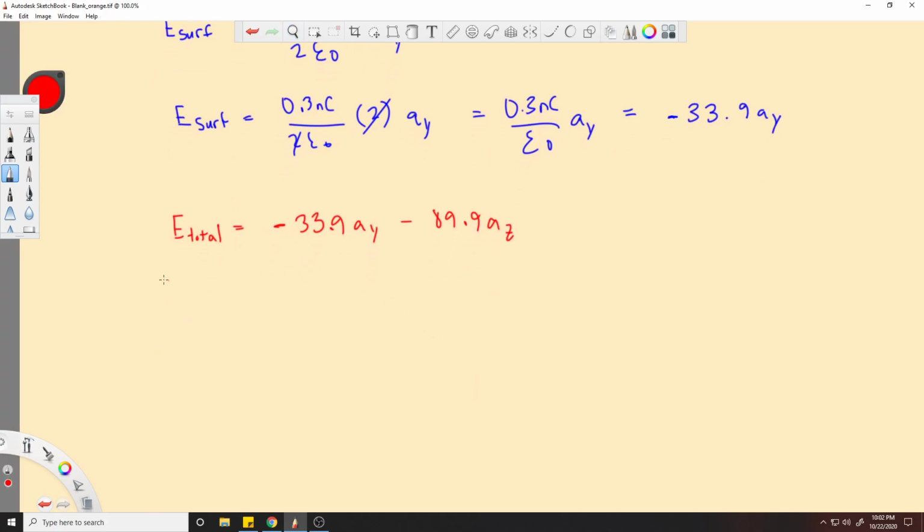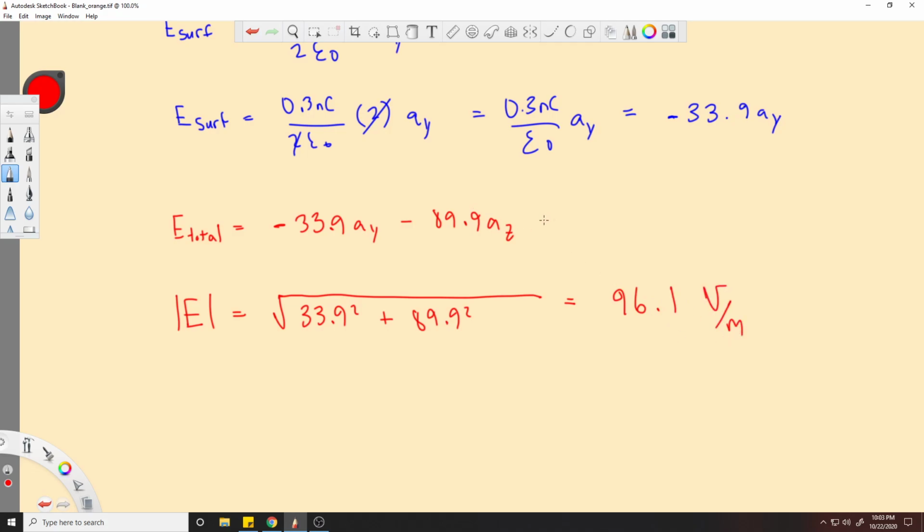And this would be our answer, but we have to get the magnitude of it because the problem is asking for that. And it's pretty simple to do. You just take these values, you don't even have to worry about the negative signs. And that will leave you with 96.1 volts per meter. And this is also volts per meter. I just left it out because I'm lazy. All right, hope that helps.